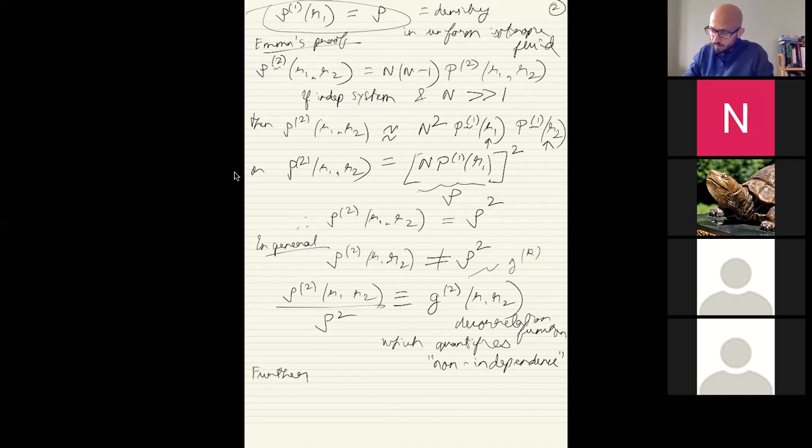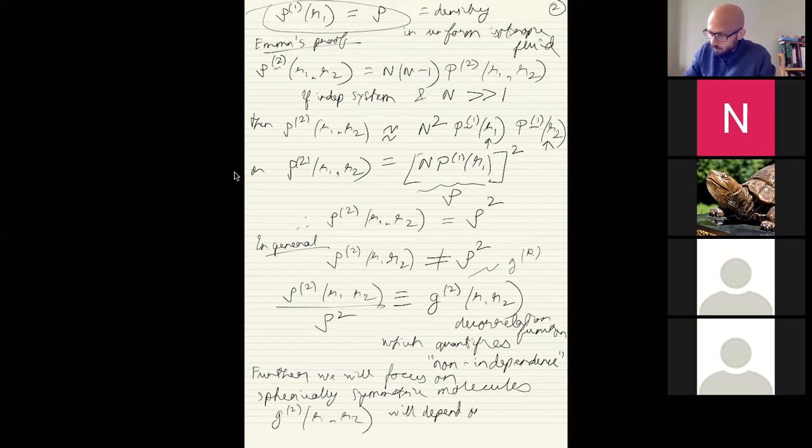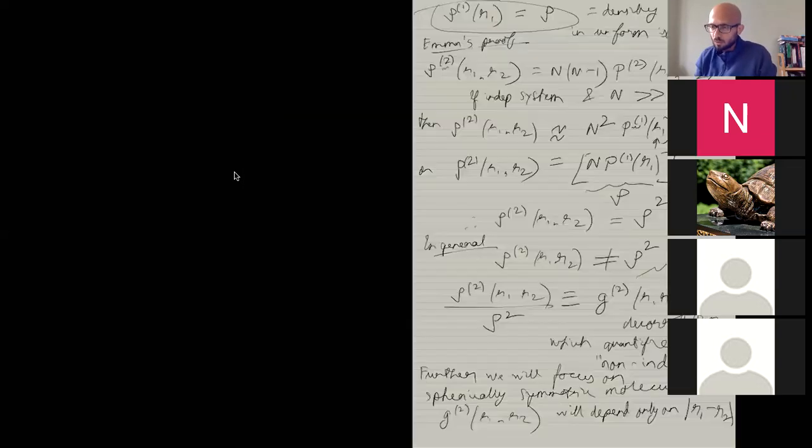We said we will focus on spherically symmetric molecules with interactions. We are not saying that these molecules won't be talking to each other. They talk to each other, but they are spherically symmetric molecules, in which case G2 of R1, R2 will depend only on modulus of R1 minus R2. Okay, so what does it mean?